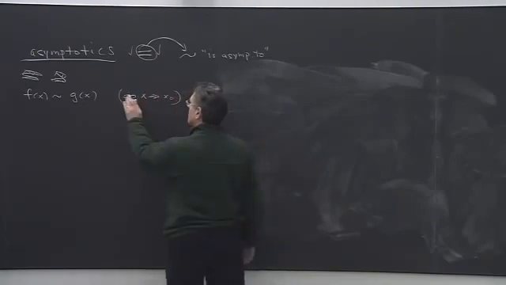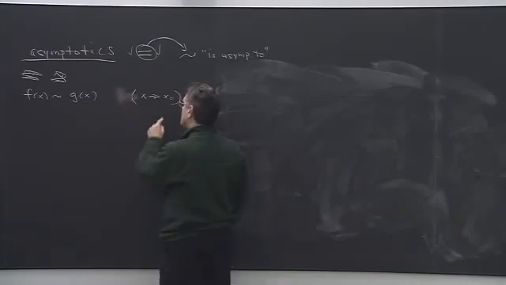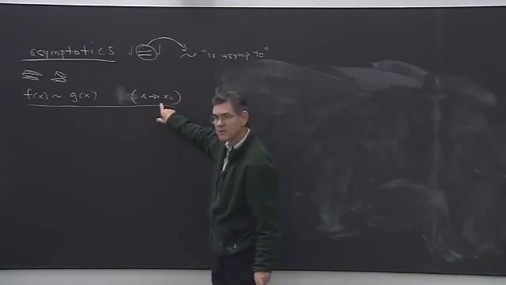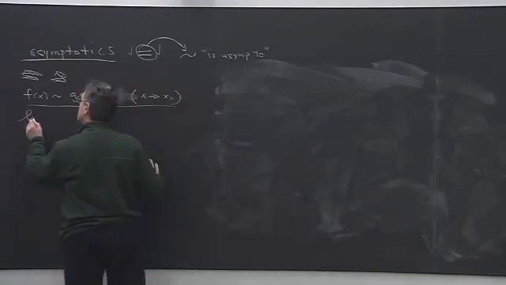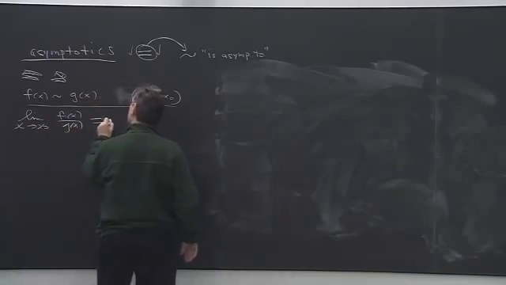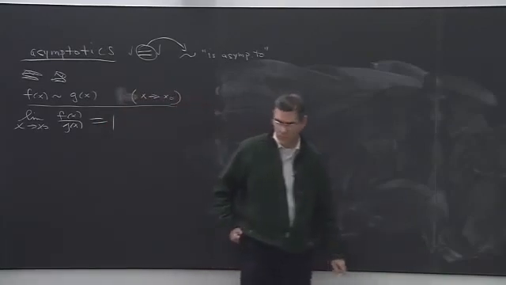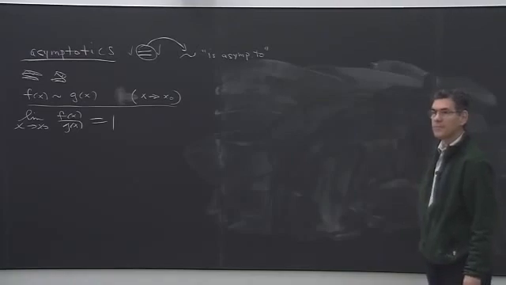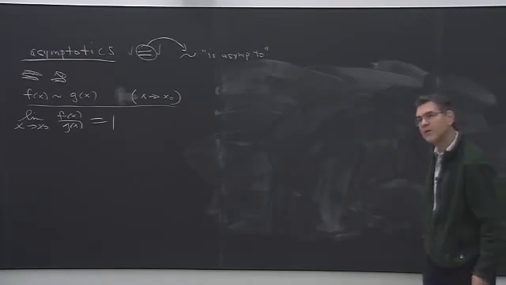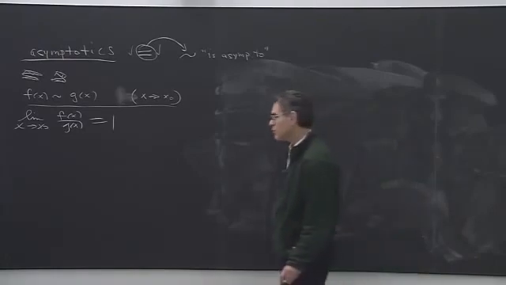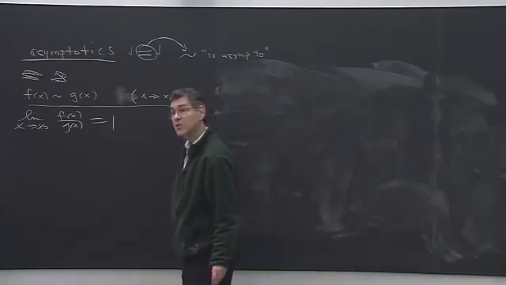This is a correct statement. And let me tell you what this means. It means that the limit as x approaches x naught of f of x over g of x is 1. That's what it means. So let's write down a few asymptotic relations.